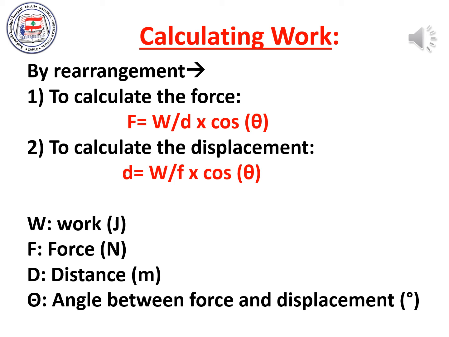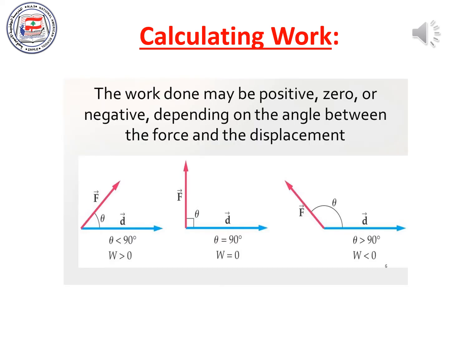Work is measured in joules, force in newtons, distance in meters, and the angle between force and displacement is measured in degrees. The work that is done on an object may be positive, zero, or negative, depending on the angle between the force and the displacement. So whenever the force and the displacement are not in the same direction, the work that is done may be positive, zero, or negative. It is positive if the angle is less than 90 degrees. If the angle between the force that is applied and the displacement of the object is less than 90 degrees, then the work is positive, as you see in the figure in front of you to the left.